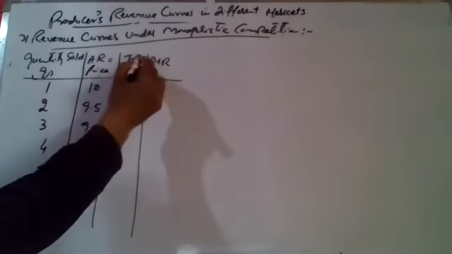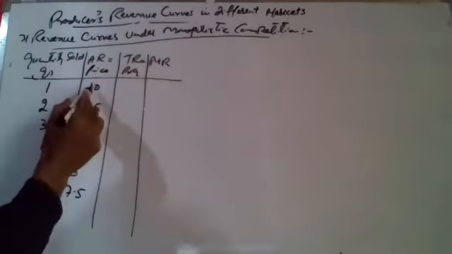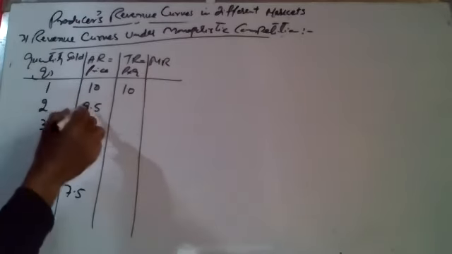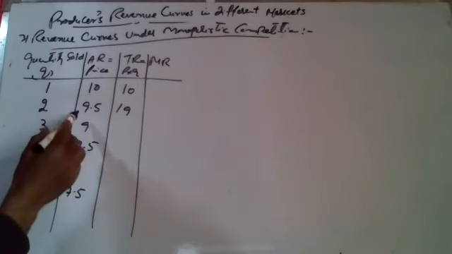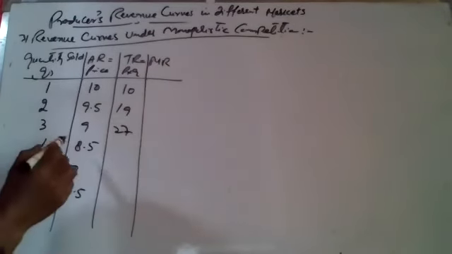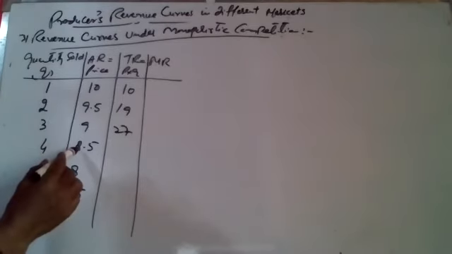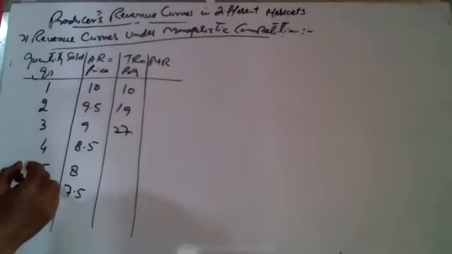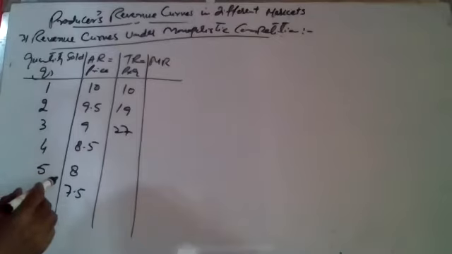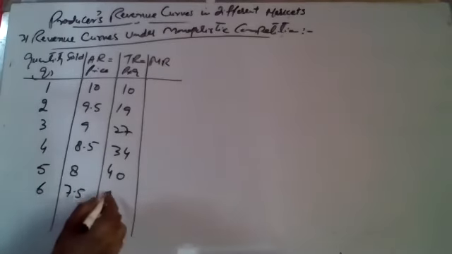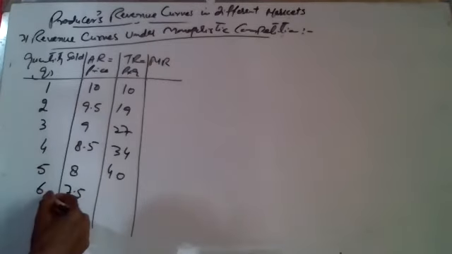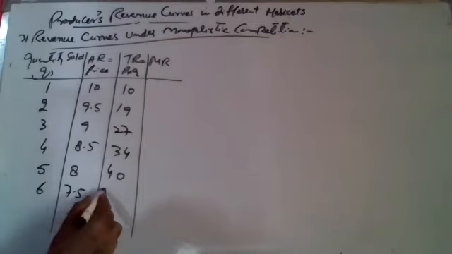Total revenue we will estimate as P multiplied by Q. It is 10 into 1. 9.5 into 2, it is 19. 9 into 3, it is 27. 8.5 into 4, it is 34. 8 into 5, it is 40. 7.5 into 6, it is 45.